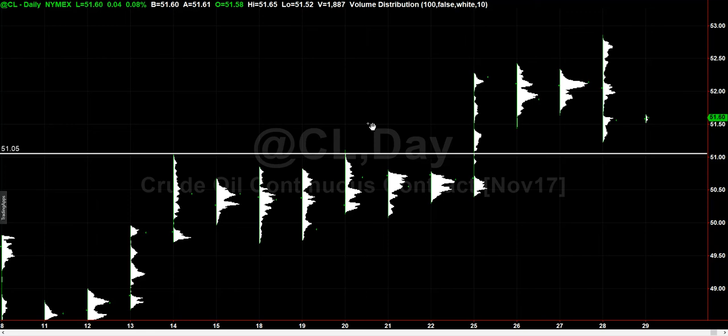Going to try and do a quick 5-minute video. We'll see if we can hold me to that on what a breakout looks like. And I'm going to use CL and I'm going to use this from a volume profile standpoint.